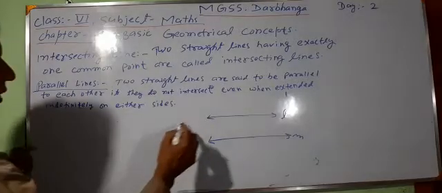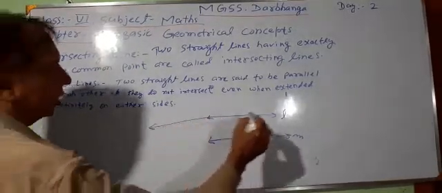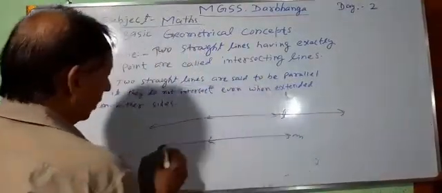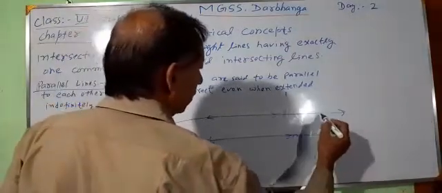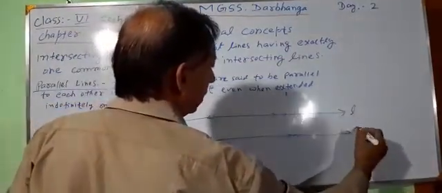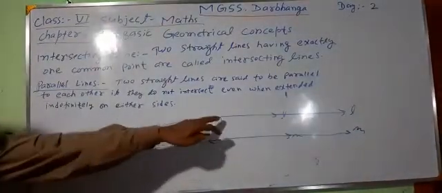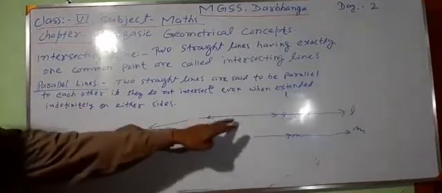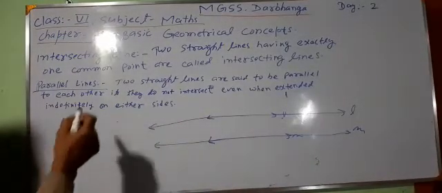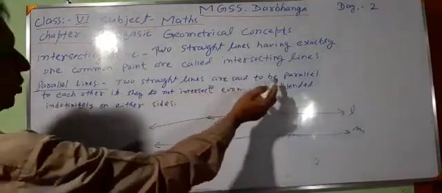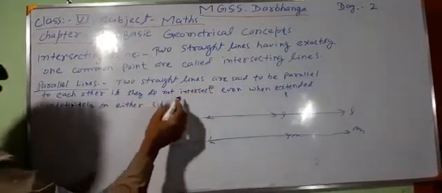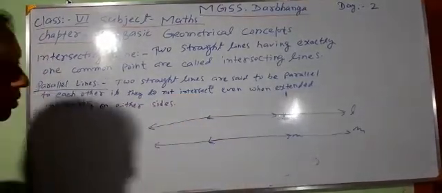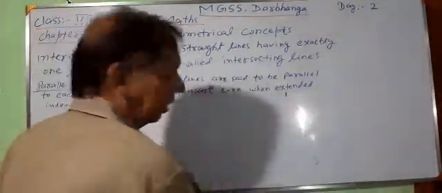If L is extended in both directions up to infinity, and M is also extended up to infinity, and these two lines do not intersect each other at any point, then these two lines are known as parallel lines. What are parallel lines? Two straight lines are said to be parallel to each other if they do not intersect even when extended indefinitely on either side. Either side means on both ends. These two lines are said to be parallel lines.